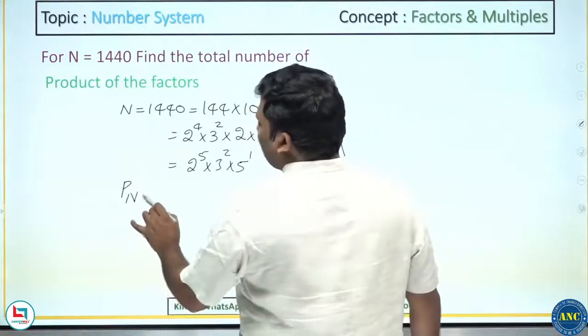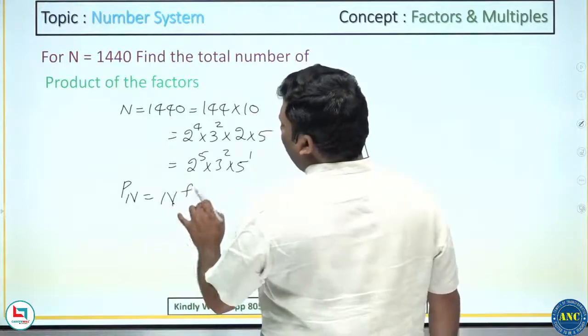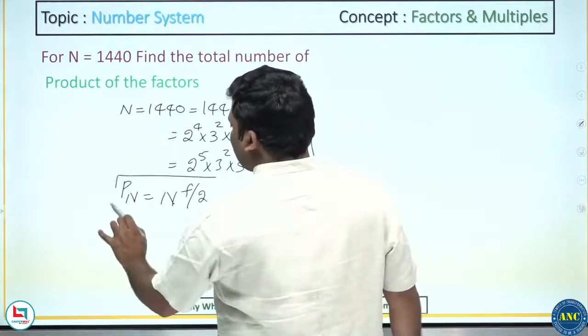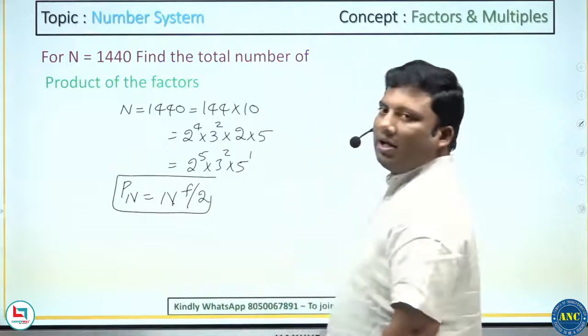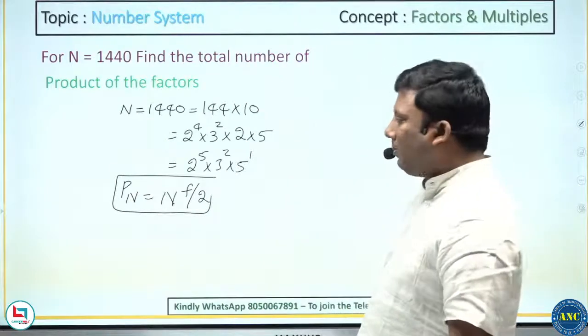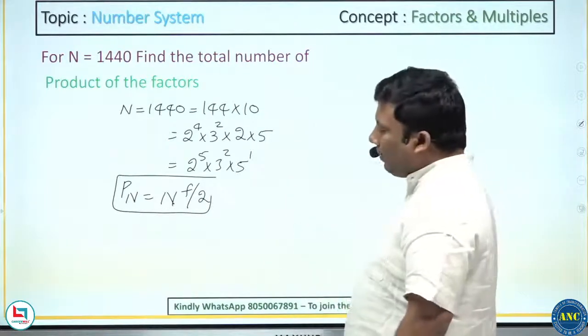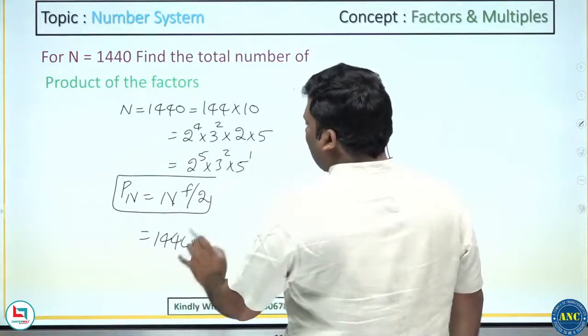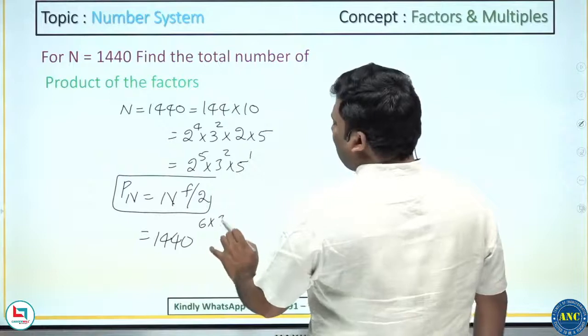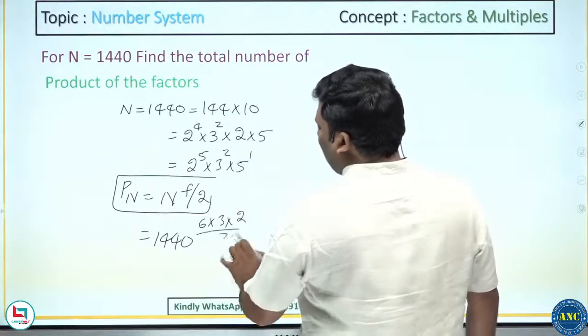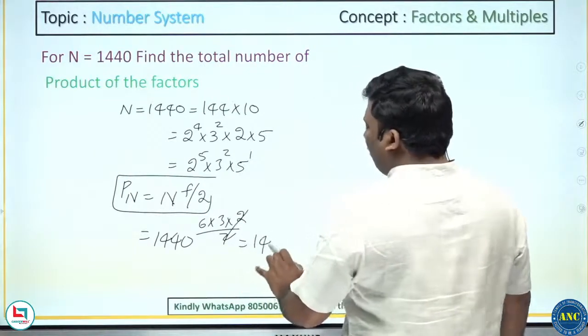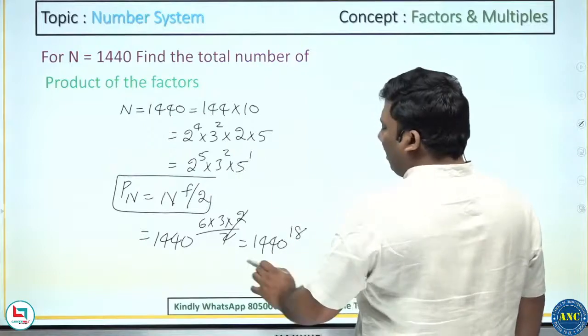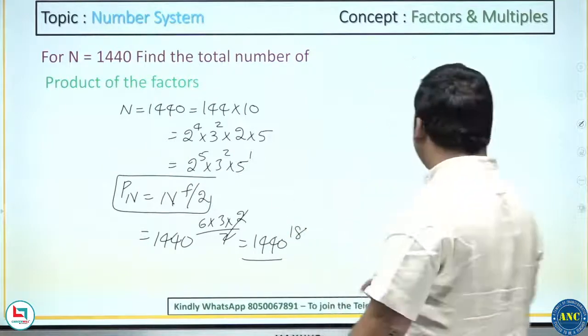Product of the factors is given by number power number of factors by 2. Now see here. For 1440, how many factors are there? 6 into 3 into 2, divided by 2. So it is 1440 power 18.